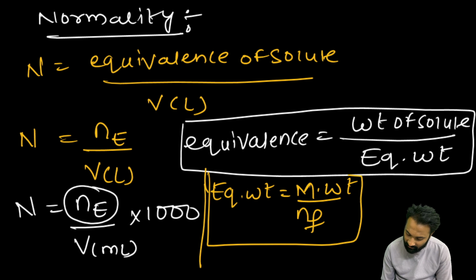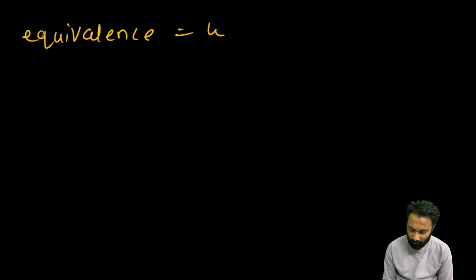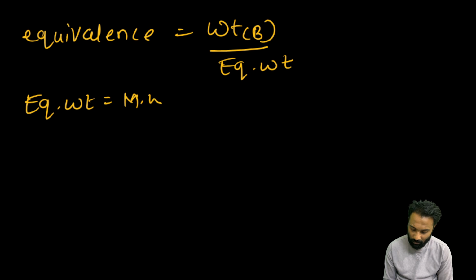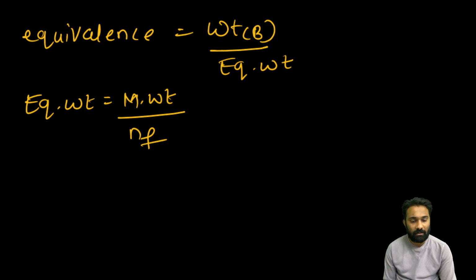Sir, what is the n factor? If it is an ion, the charge on the ion will be the n factor. Okay, I will explain. So the equivalence formula is equivalence equals weight of solute by equivalent weight. The equivalent weight formula is equivalent weight equals molecular weight by n factor. I will do a detailed lecture on the equivalent weight and the n factor; you can go and see that video.